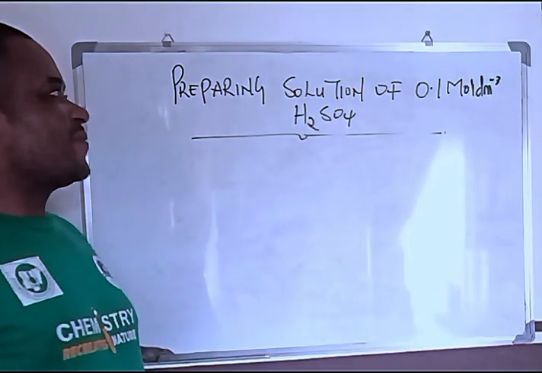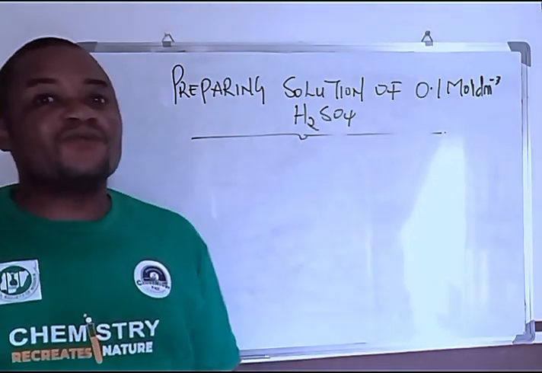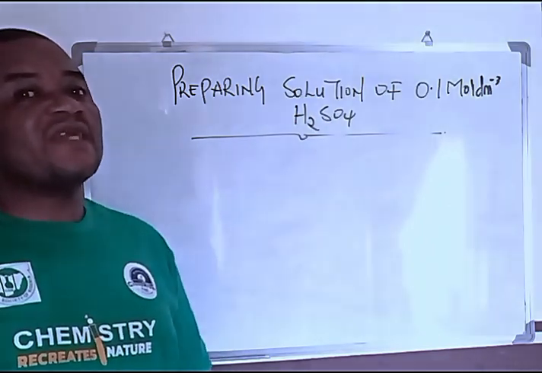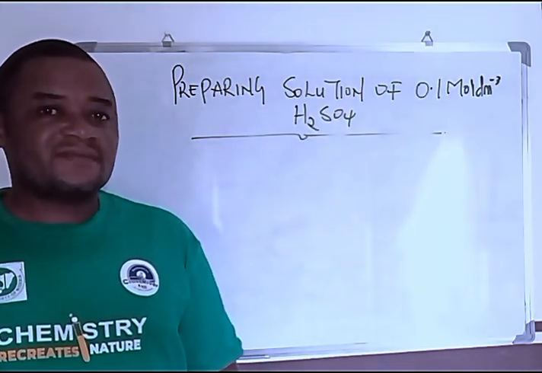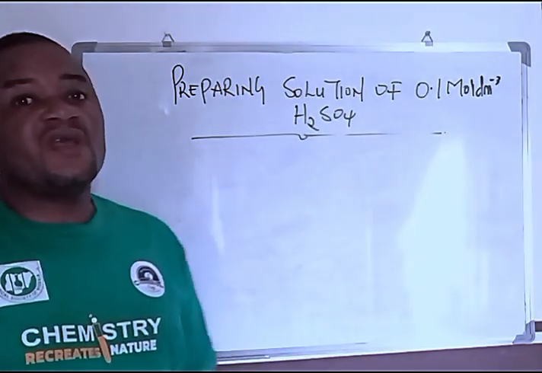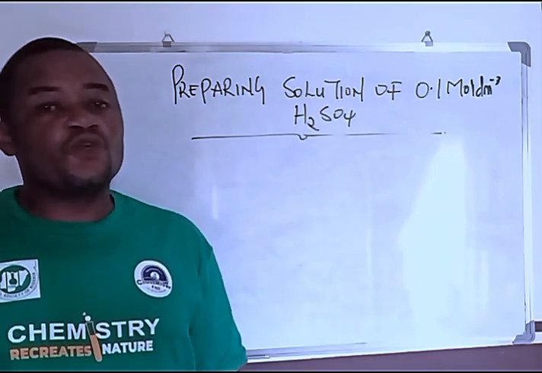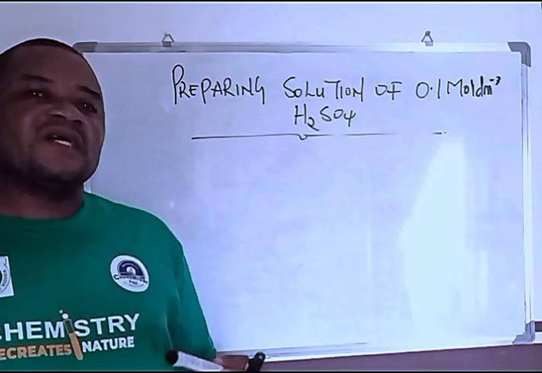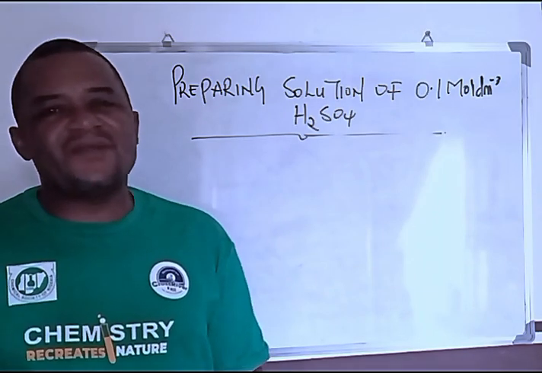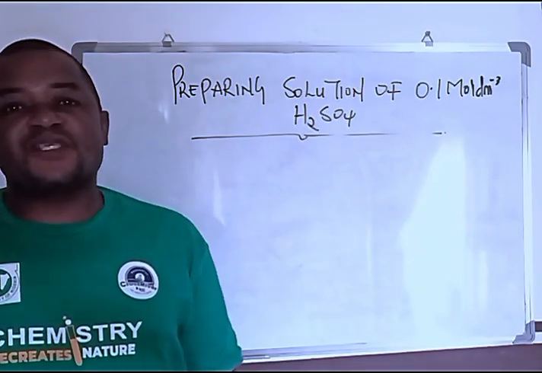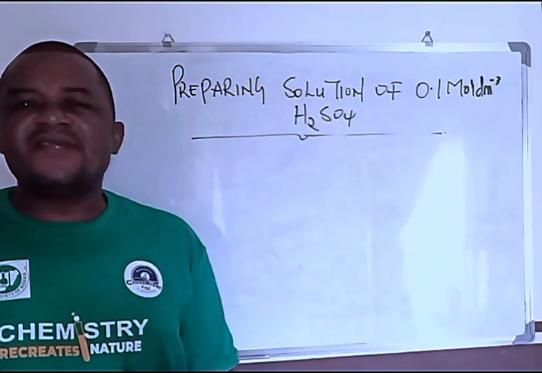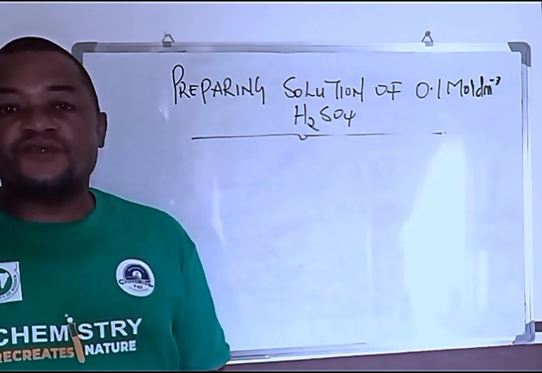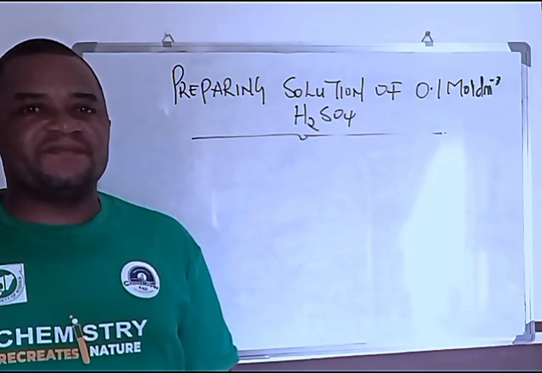Now sometimes you are expected to prepare a 0.1 molar solution of an acid, either nitric acid or sulfuric acid or even hydrochloric acid. Sometimes you are asked to prepare 0.01 or 0.10 or 0.5 molar solution, and in all this you can prepare them in a very simple way. It's just that you need to do a little calculation in order to get there. That calculation is what I want to take us through.